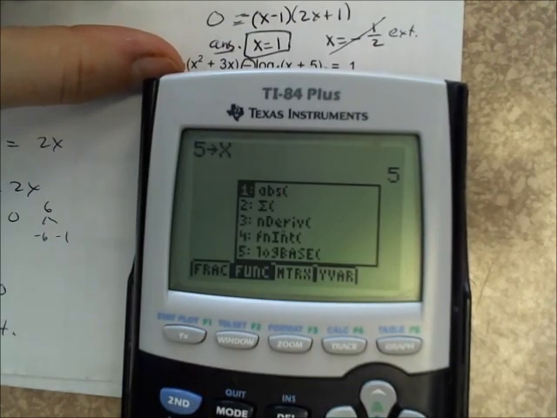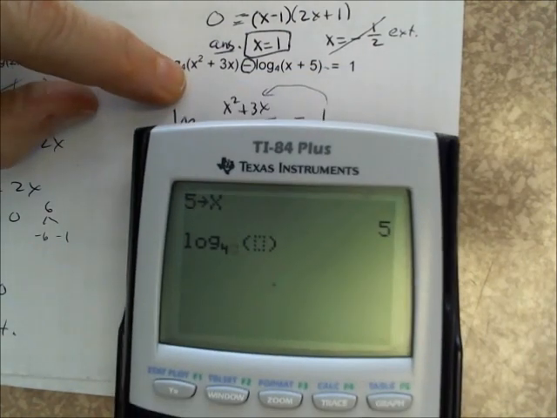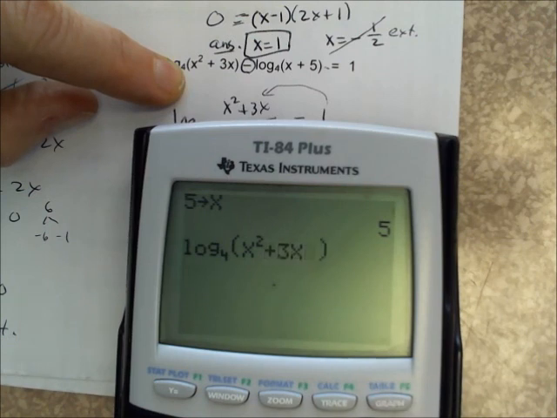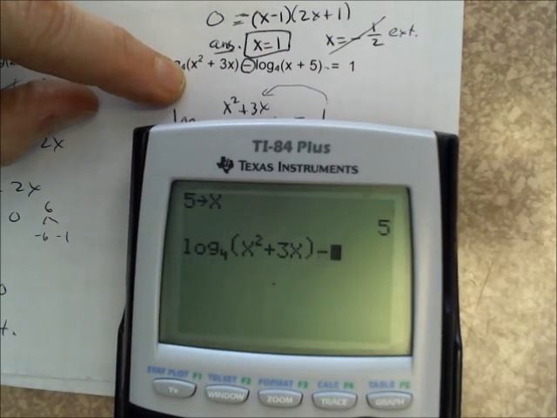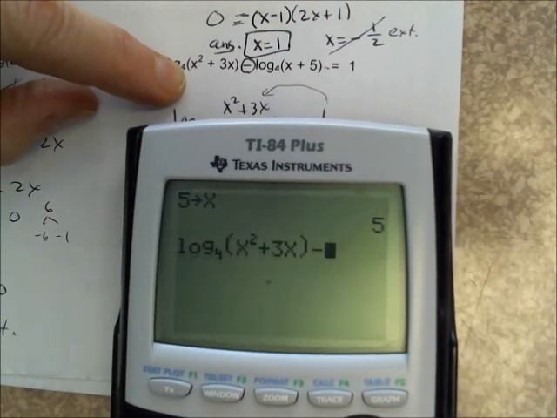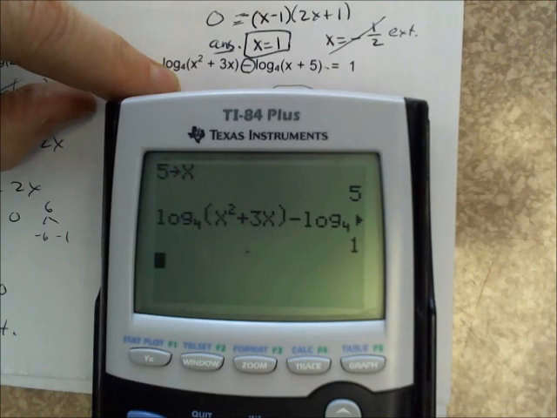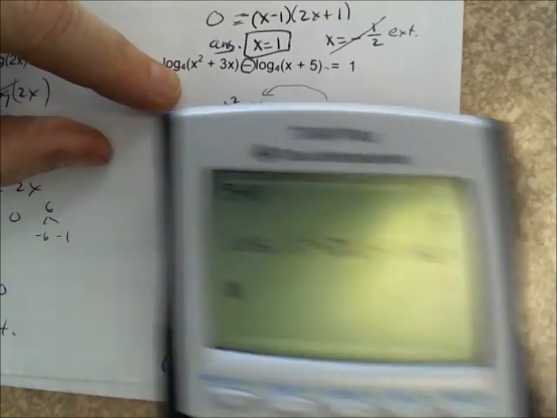Now let's do the log base 4 of x squared plus 3x minus the log base 4 of x plus 5. Let's see if that's equal to 1. Yep, that's equal to 1. So x equals 5 checks.